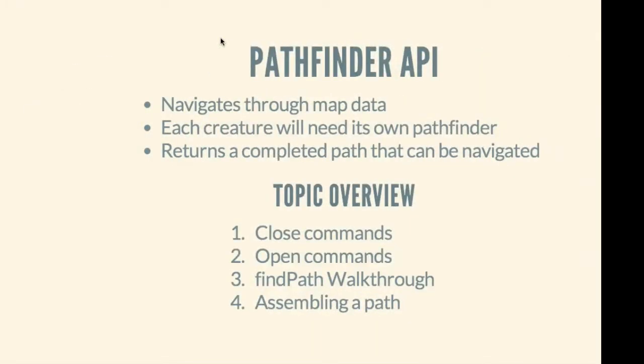So let's talk about the Pathfinder API. This is our instance or class that's going to go through and actually traverse that map data and turn it into something we can use. Each creature in your game, or whatever you're doing, let's say you have several cars on a map, every one of those cars is going to need its own Pathfinder. You don't want to mix and run pathfinding algorithms off the same Pathfinder. Long story short, it will be disastrous. You'll start getting multiple paths returned. I've tried it before. You don't want to try it. So when our Pathfinder is complete, it will return a full path that we can navigate.